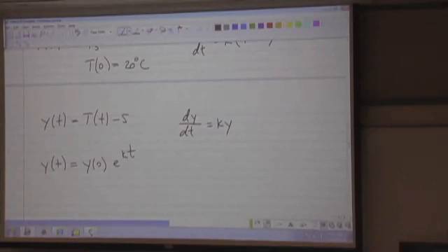And let's plug it in. What is y of 0? Well, since T of 0 was equal to 20, y of 0 then is going to be 20 minus 5, so it's equal to 15 degrees. Right? So far so good? So then y of t will just be 15 e to the kt.